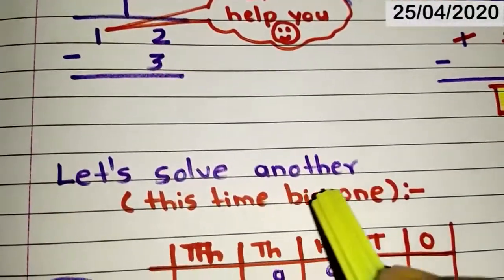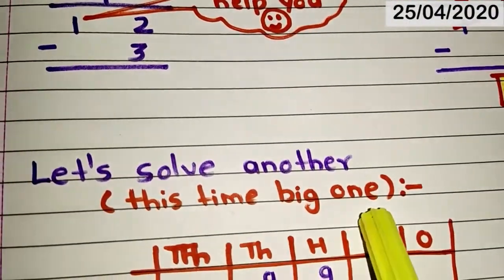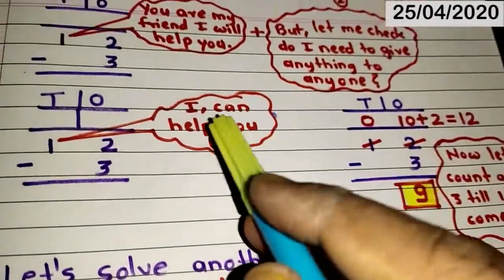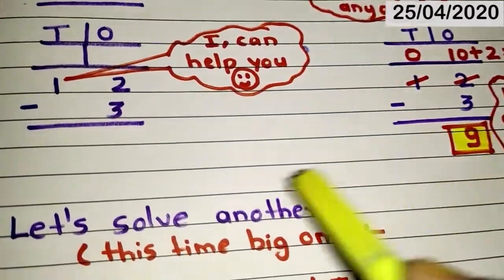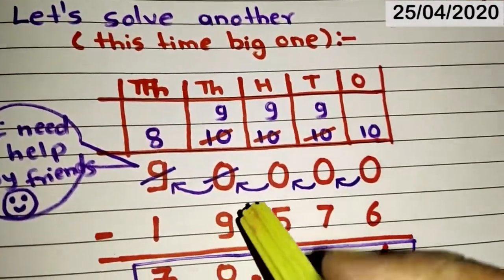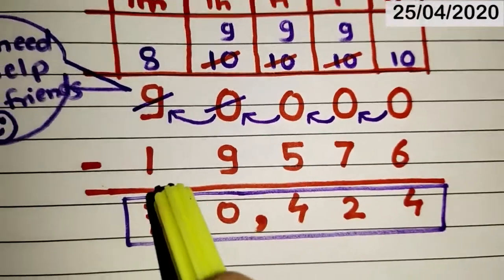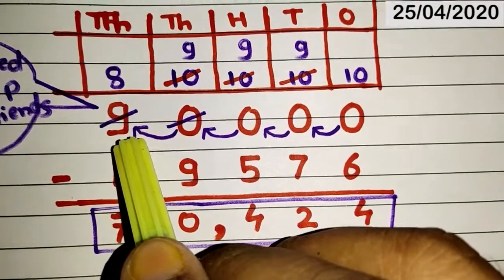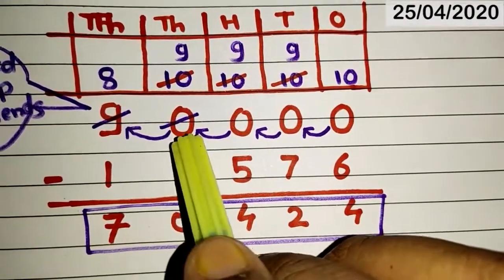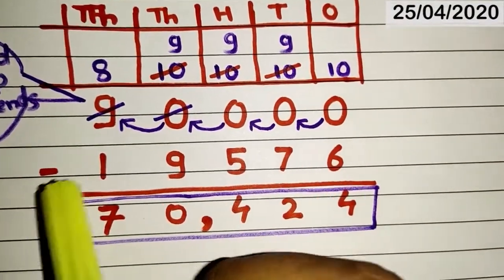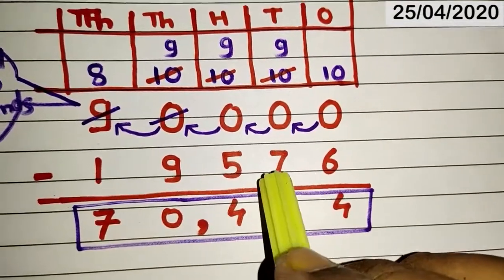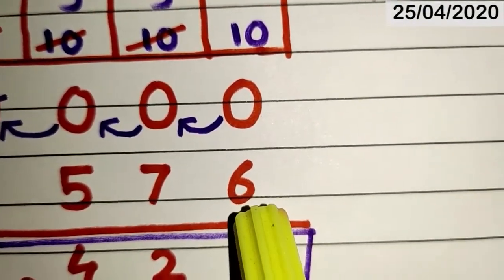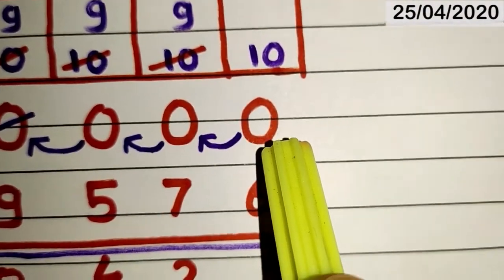Okay, so let's solve another. This time a big one. We solved the smaller one till now. With regrouping we solved a small one, but with regrouping we are now solving one big example. Can you see this example? Yes. So our example is 90,000 minus 19,576. Here on the ones place we have the number 6 which needs to be subtracted from this Mr.